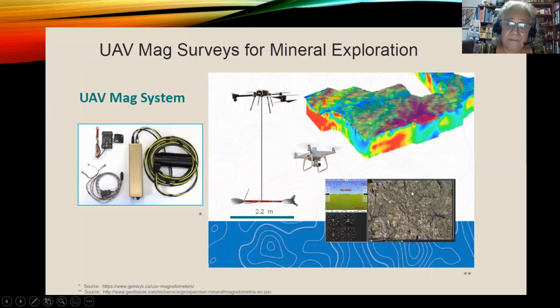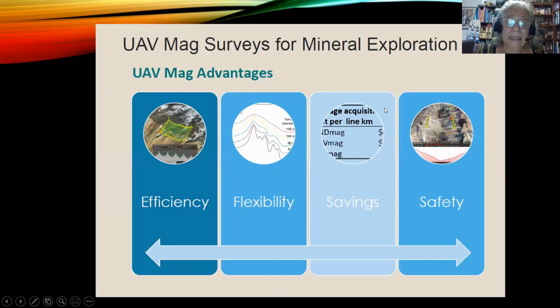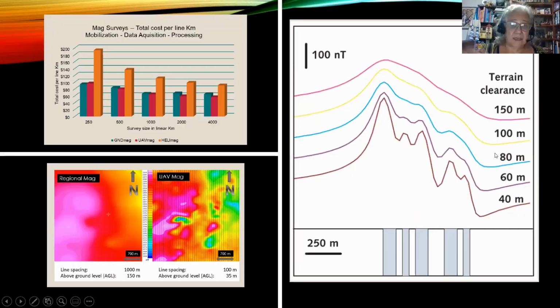So we have all the instruments that can be used, like this Magero, for instance, but there are others, and there are lots of advantages: the efficiency, flexibility, the savings, and the safety. Because in some areas, like in Peru, for instance, it is difficult to fly over such varying topography.